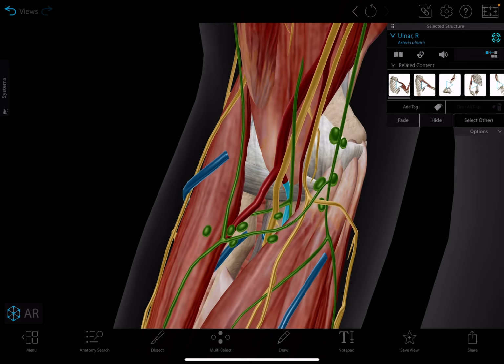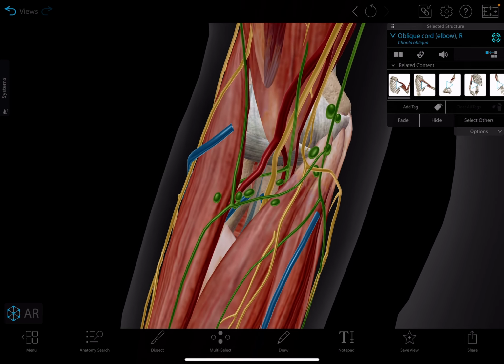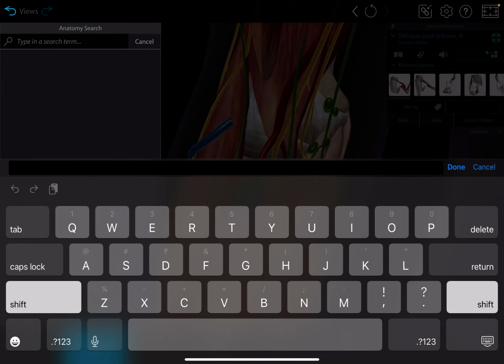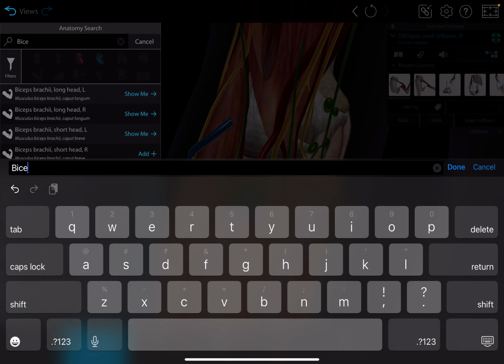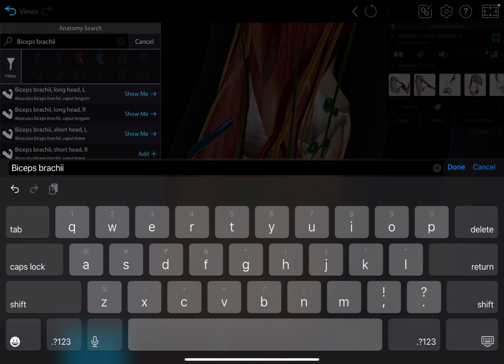Right? What else do we have in the cubital fossa? There is the tendon of the biceps brachii muscle. Right, the tendon of the biceps brachii muscle is removed because I just removed the muscle to expose the other contents. Yeah, we can add it, no problem. So let us add the biceps brachii muscle. This muscle forms its tendon in the lower part of the arm.